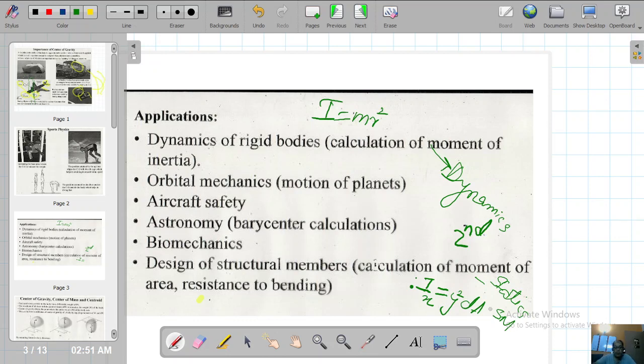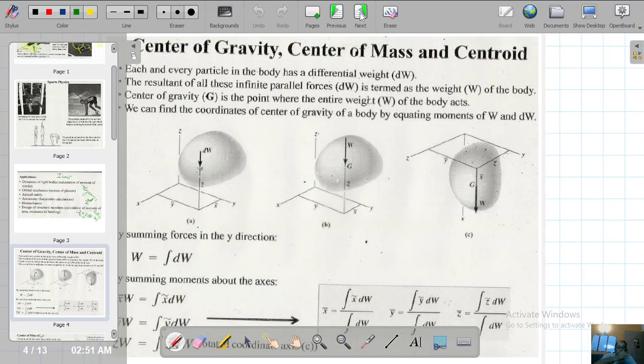For the next slide: center of gravity, center of mass, and the centroid of the body. You are very much familiar with these terminologies. Center of gravity is the point, center of mass, at which the whole mass of the body acts, and centroid is the geometrical center of the body. You know these definitions since long, when you were in matric or your O levels.